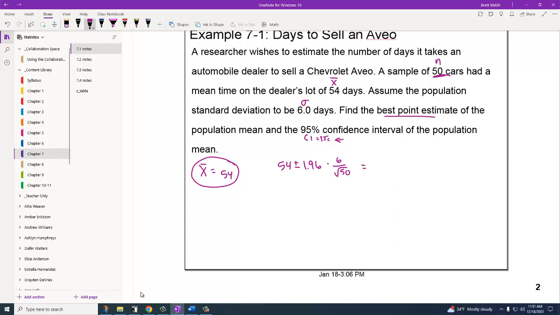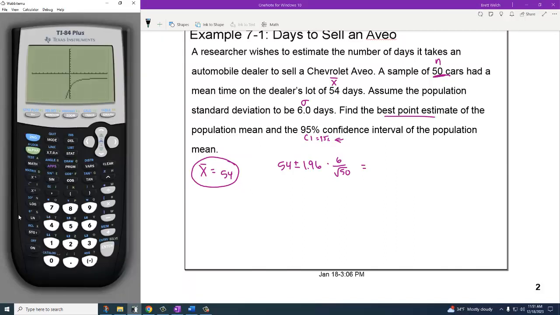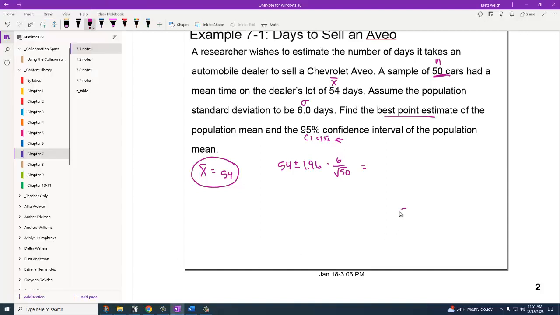If I put this into the calculator, let's go one at a time. You can't do the plus and the minus at the same time, but I can go 54 plus 1.96 times 6 divided by the square root of 50 and press enter. That's 55.66. That's on the plus side.